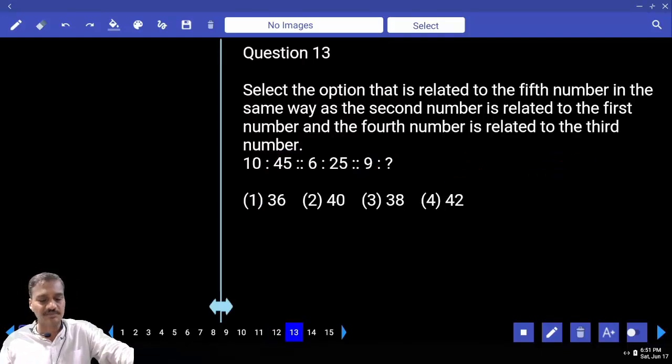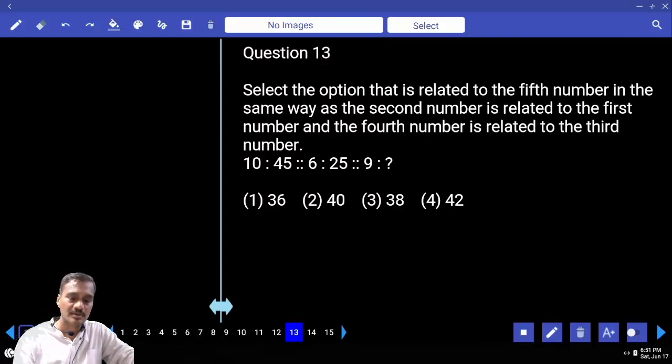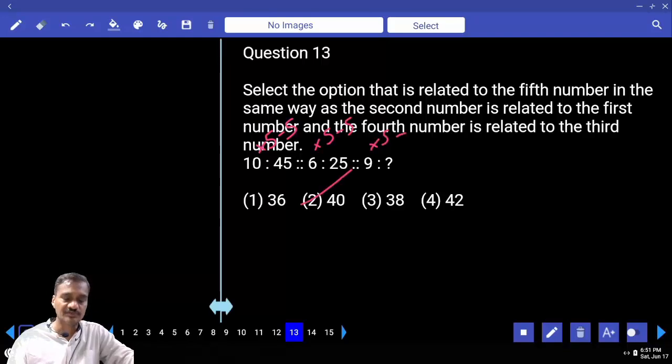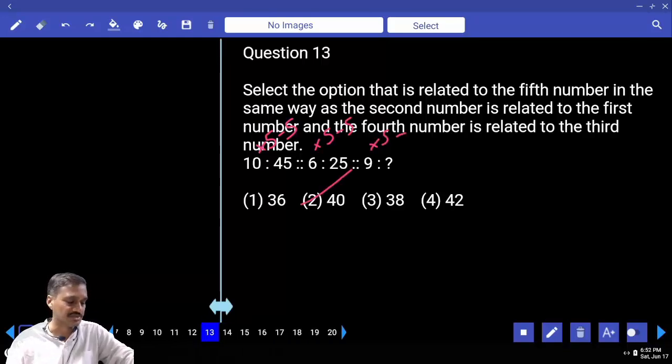In question 13, 10. Now how does 45 come from 10? Into 5 minus 5. 10 into 5, 50 minus 5. And 6 into 5, 30 minus 5. And 9 into 5, 45 minus 5, 40. That is choice 2 for question number 13.